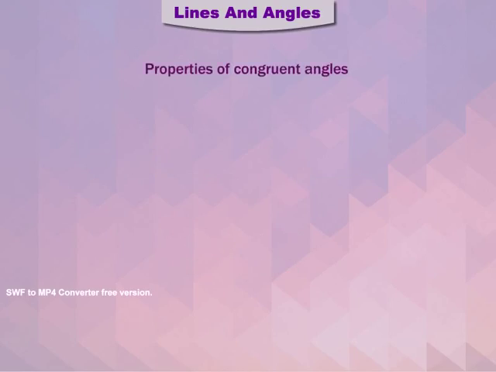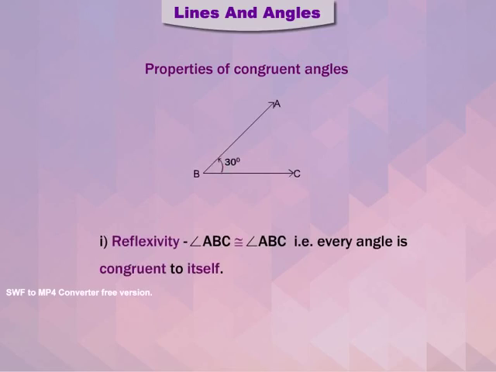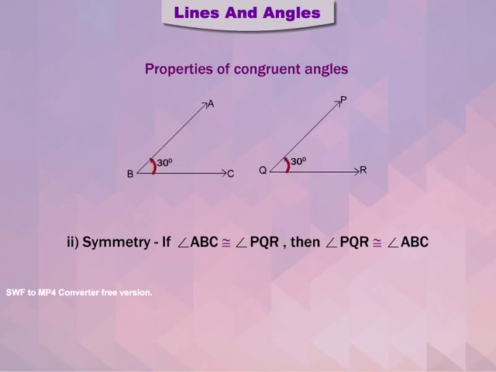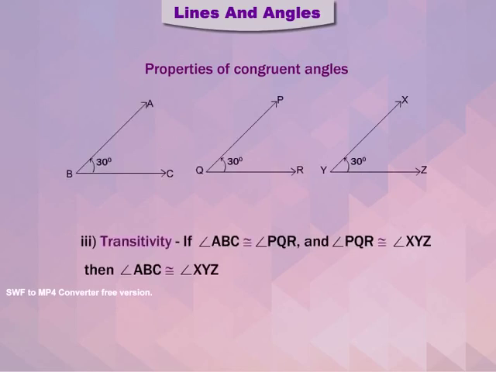Properties of congruent angles. Reflexivity. Angle ABC is congruent to angle ABC, that is, every angle is congruent to itself. Symmetry. If angle ABC is congruent to angle PQR, then angle PQR is also congruent to angle ABC. Transitivity. If angle ABC is congruent to angle PQR and angle PQR is congruent to angle XYZ, then angle ABC is congruent to angle XYZ.